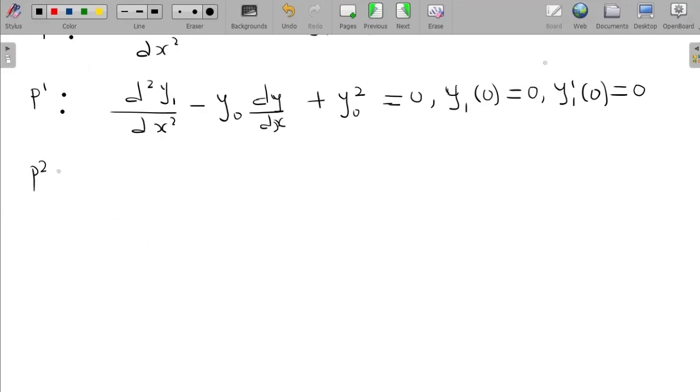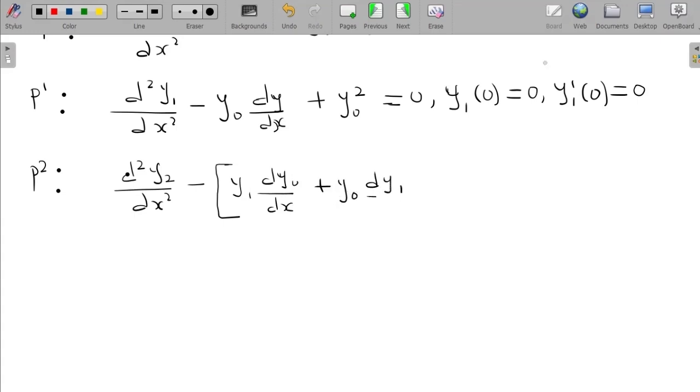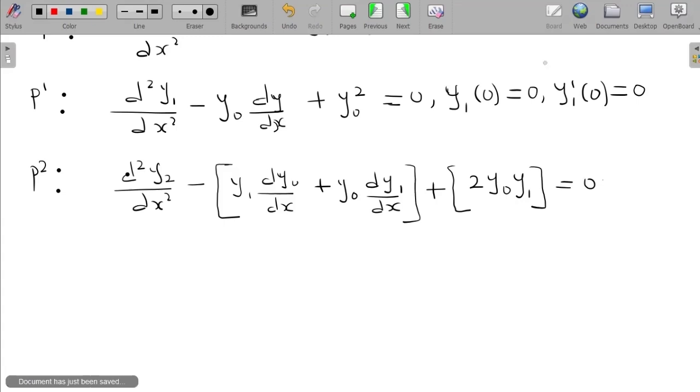So for p², we'll have d²y2/dx² minus, the nonlinear term is going to be treated as y1 dy0/dx plus y0 dy1/dx, and then the second nonlinear term 2 y0 y1 equal to 0, with the conditions y2(0) = 0 and y2'(0) = 0.